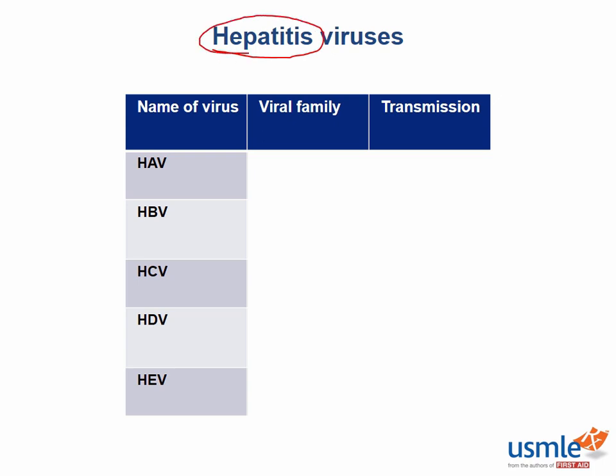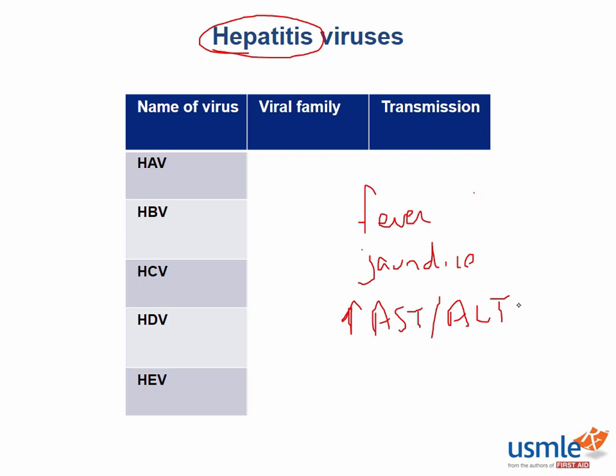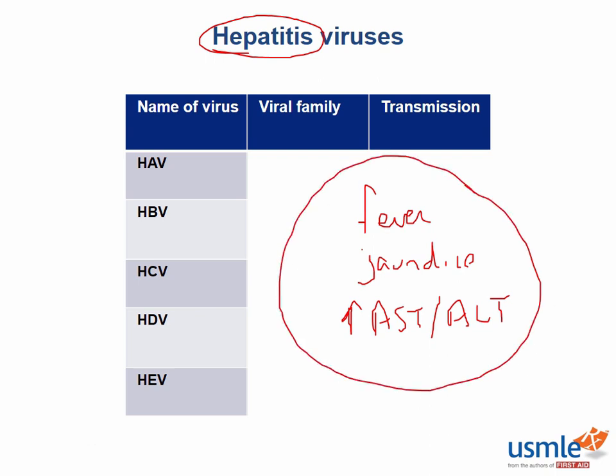The clinical presentation of patients that are affected by these viruses includes fever, jaundice, and increases in their transaminases, or AST and ALT. These are classic findings for anybody who presents with hepatitis, whether it's from a viral infection, from a Tylenol overdose, or from alcoholic cirrhosis as well. So these are kind of non-specific symptoms, but they're symptoms that are seen in patients with liver disease.